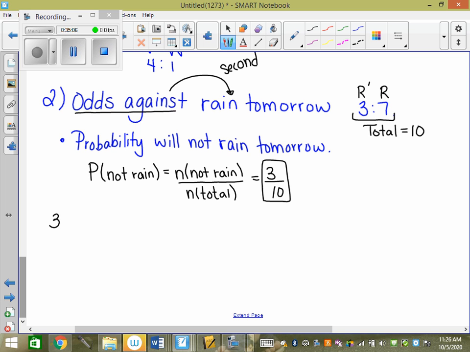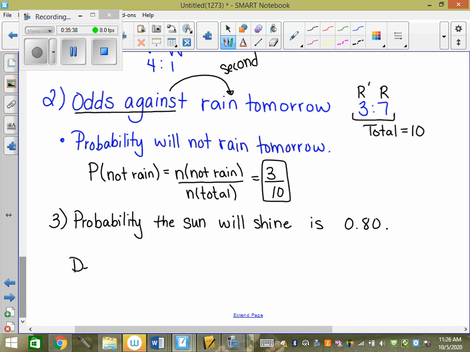I'm only going to give a couple minutes for this, and then we're going to do a perms and combs probability. So probability, the sun will shine, meaning it's not cloudy. The probability the sun will shine is 0.80. Determine the odds in favor of the sun shining.